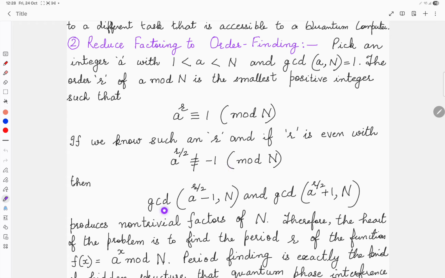How will I find the factors? I will calculate the GCD of a to the power r by 2 minus 1 comma N, and the GCD of a to the power r by 2 plus 1 comma N.